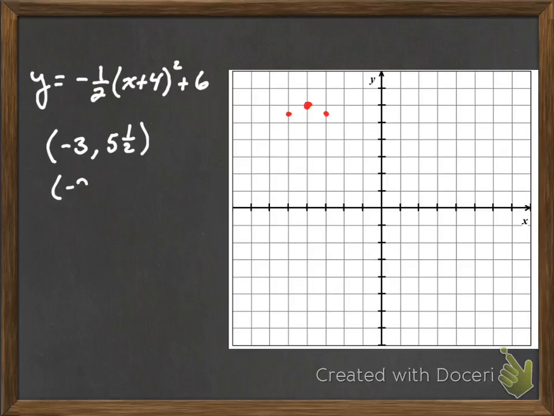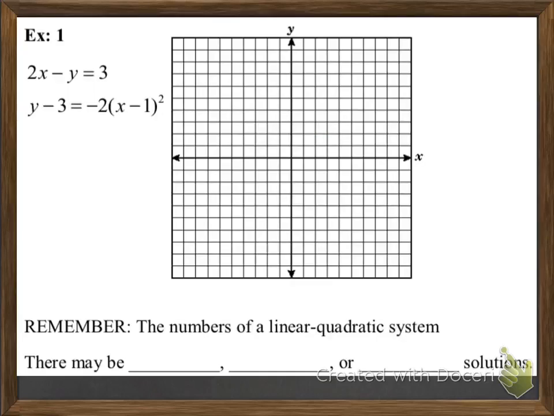Let's use negative 2. All right, so when x is negative 2, negative 2 plus 4 is 2. When you square that, you get 4. 4 times negative 1/2 is negative 2. And then adding 6 to that gives you positive 4. All right, so (-2, 4) is on the graph, which means the symmetrical point also is on the graph. And that will be a sketch of our parabola. Okay. All right, so let's move on to our actual systems here.